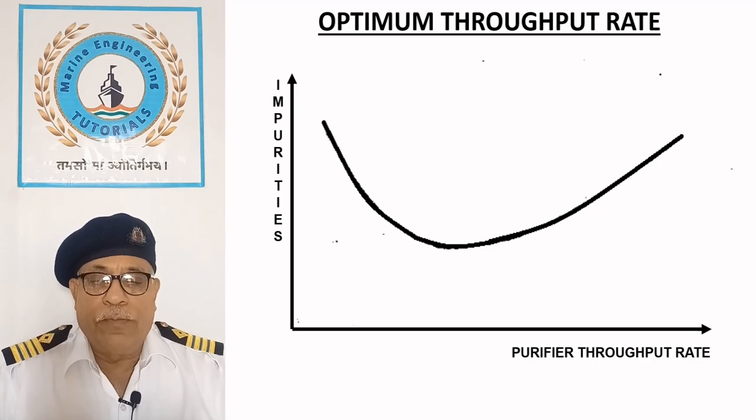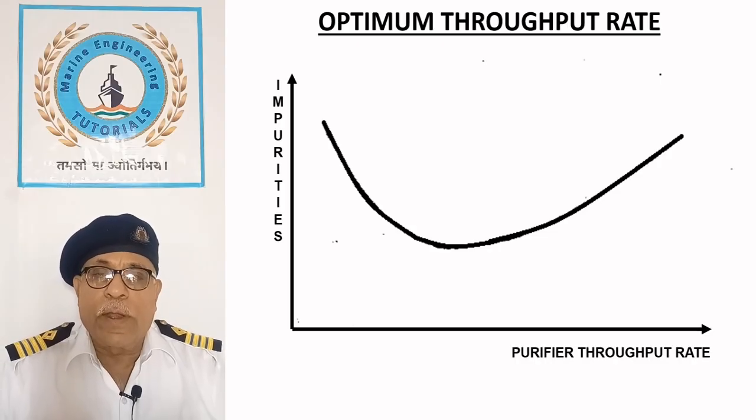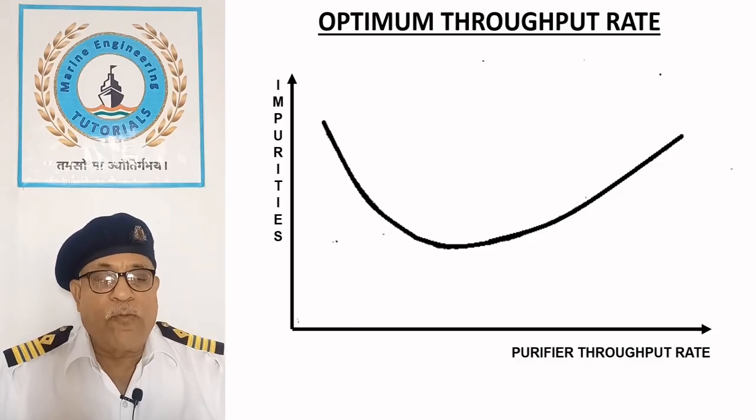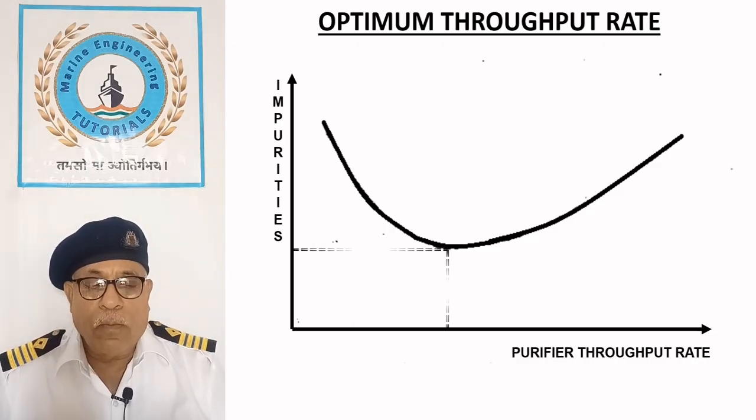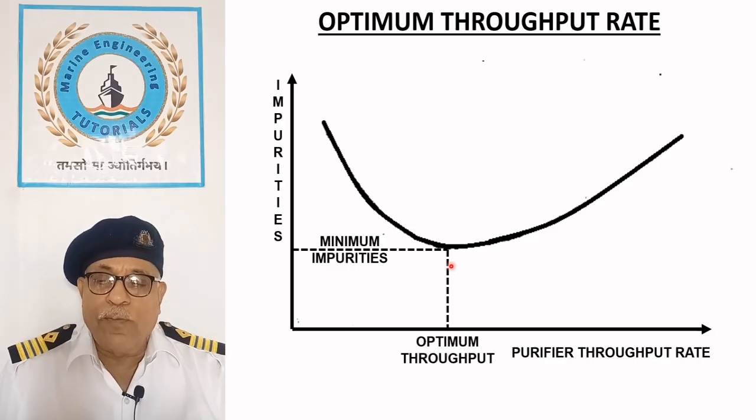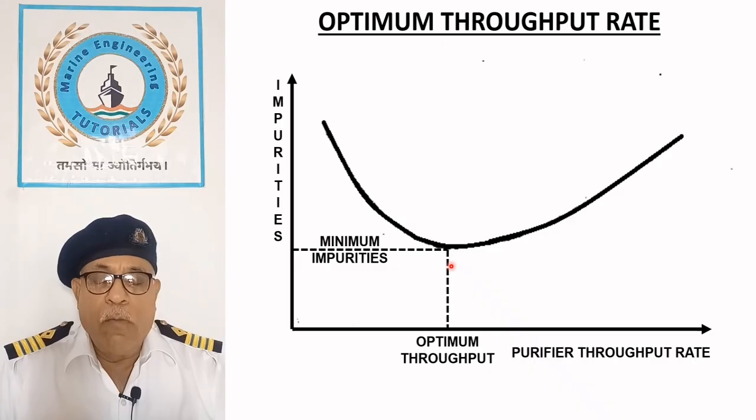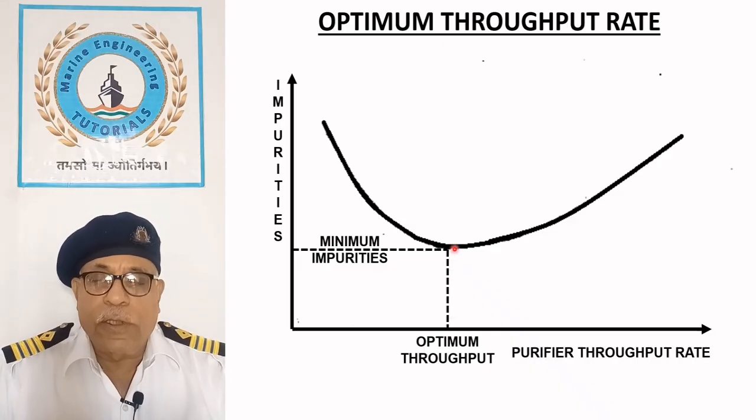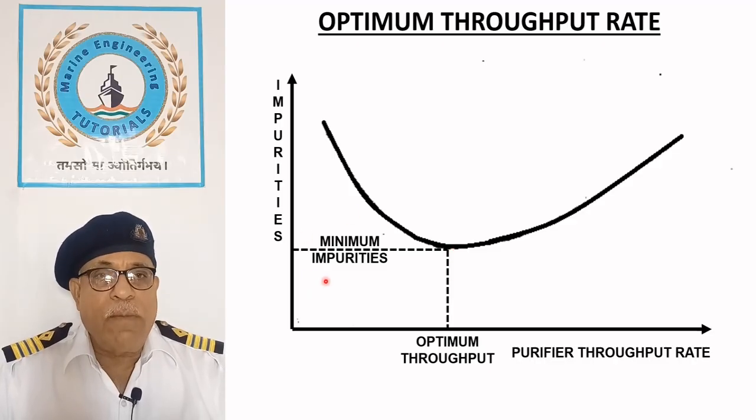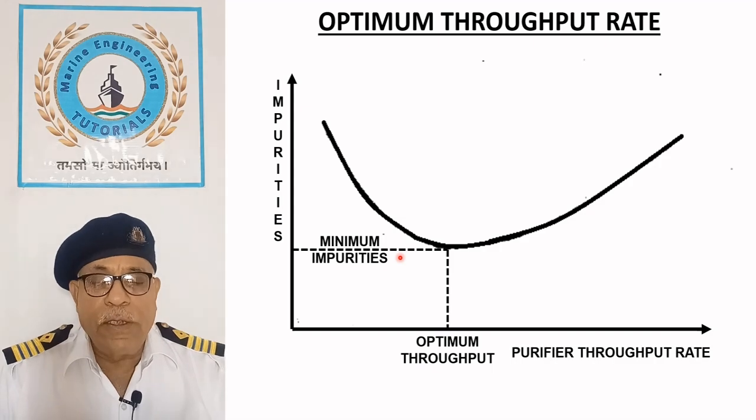Optimum throughput rate. This sketch shows the relationship between impurities in engine lubricating oil and the throughput rate of the purifier. It is of utmost importance that the purifier throughput rate is carefully selected, as the optimum rate leaves the minimum contaminants within the system.